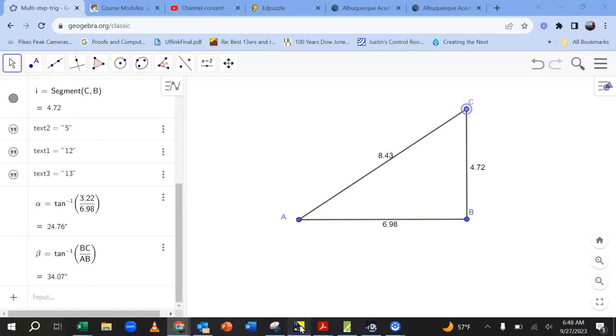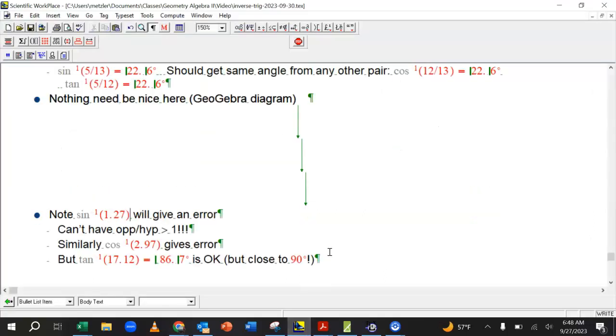One more thing, real quick. If you try to put in inverse sine of 1.27, your calculator will give an error, and that's absolutely correct that it should give an error, because you're saying, what's the mystery angle in a triangle where the opposite over hypotenuse ratio is bigger than 1? Wait a minute. That would mean one of the legs of a right triangle is bigger than the hypotenuse. That's absolutely impossible. The hypotenuse is always bigger than either leg.